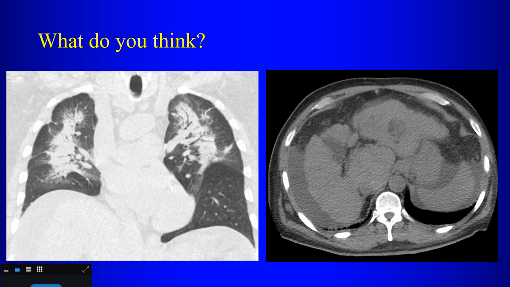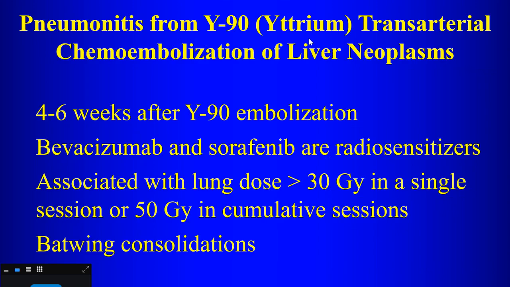But you would think PEs go to the periphery of the lung. Why here? So the size of the beads? Yeah, that's where they get stuck. They don't go all the way to the periphery, they get stuck there. So that's why you can have this almost bat wing pattern of radiation pneumonitis from Y90 transarterial chemoembolization.